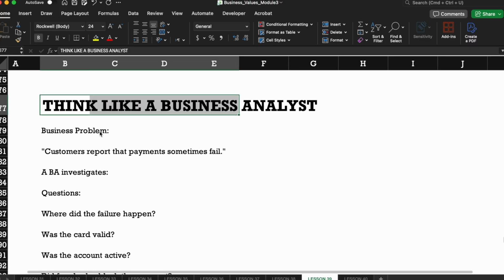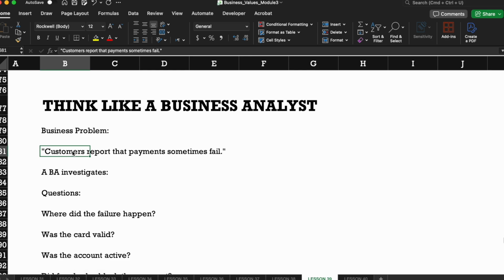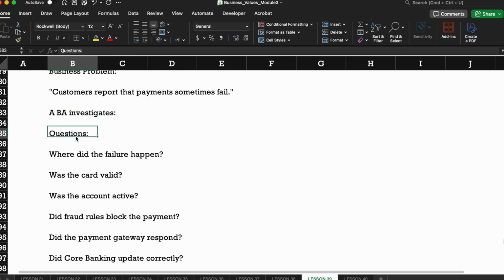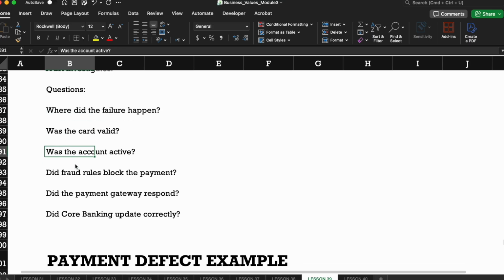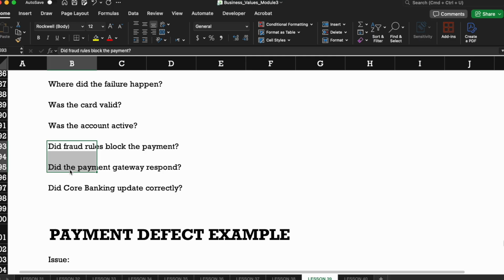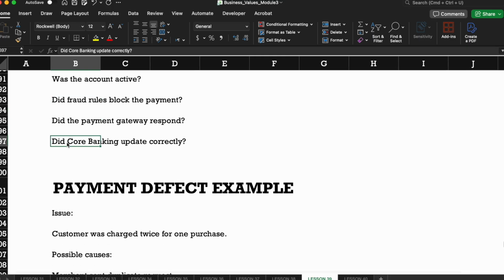Think like a business analyst. Business problem: a customer reports that payments sometimes fail. The BA investigates with questions. Where did the failure happen? Was the card valid? Was the account active? Did fraud rules block the payment? Did the payment gateway respond? Did core banking update correctly?